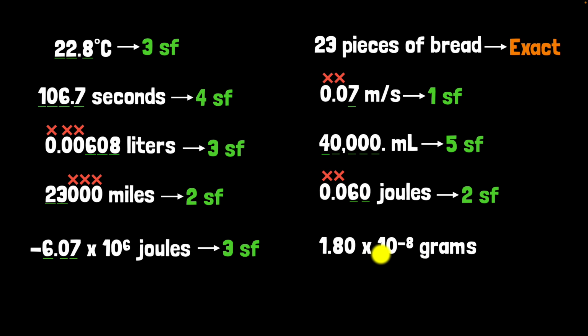Finally, what about this one? Well, I know these 2 are significant. The trailing 0 at the end of the measurement is also significant because there's a decimal point, so there are a total of 3 sig figs. Remember, these don't count.